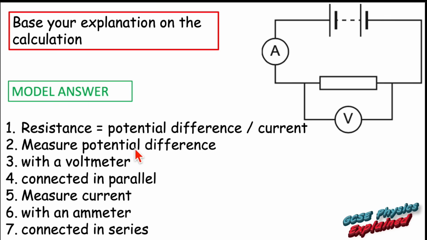So we need to measure the potential difference for your 2nd mark, say with a voltmeter for your 3rd mark, connected in parallel, and measure the current with an ammeter connected in series. And that is how to get at least 6 marks. Now, depending on what the actual question is, you may need to change that slightly based on the context. So remember, if you're not agile, you're fragile. But what the calculation does is it gives you a very good basis for your answer that you may need to just tweak a bit.